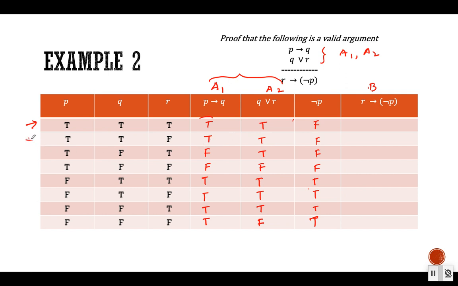Another case. All right, this is another case. This is another case, another case. So we have actually total 5 cases where both of the hypotheses are true. Okay, now for all of these cases where our hypotheses are true, we have to find out whether our conclusion is true or not.